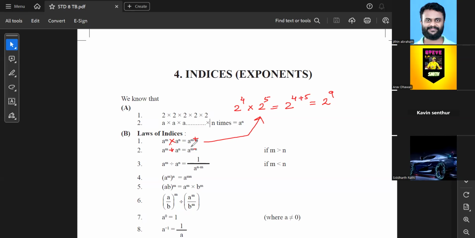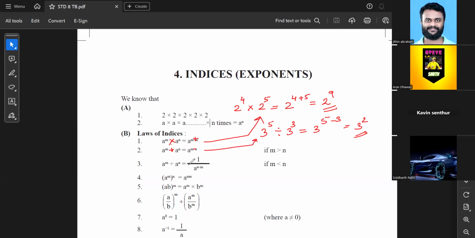then both the indices you have to subtract. I'll use another example: 3 raised to 5 divided by 3 raised to 3. This can be written as 3, common because both of them have base 3. Then this index is 5, this index is 3. I'll simply subtract them. 5 minus 3 is 2. I'll write 3 as it is and then raised to 2. So this will be my answer. So far, so clear?